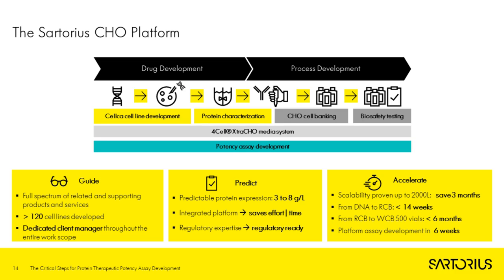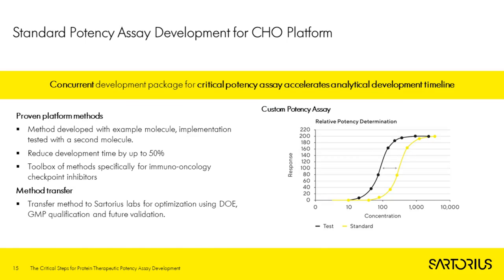So what does that look like in terms of the workflow? Well, here we can see the different stages: our CELCA cell line development, protein characterization, cell banking and biosafety testing. And really the point of the CHO platform is to guide customers, to offer predictable results and to really accelerate the timeline.